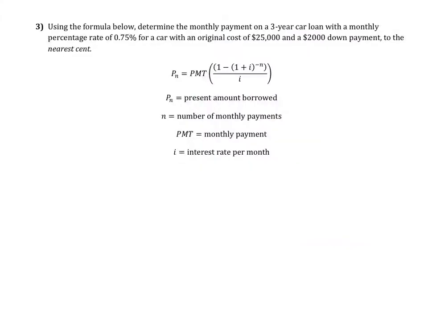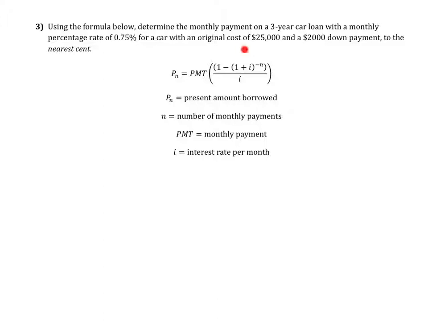All right, well, we're going to try another one. So this is another example they gave us as a practice question, and again, the formula is different. So using the formula below, determine the monthly payment on a 3-year car loan with a monthly percentage of 0.75% for a car that originally cost $25,000 and a $2,000 down payment, to the nearest cent. Okay, so again, here's all the game players in their formula. Now, this one required you to think a little.